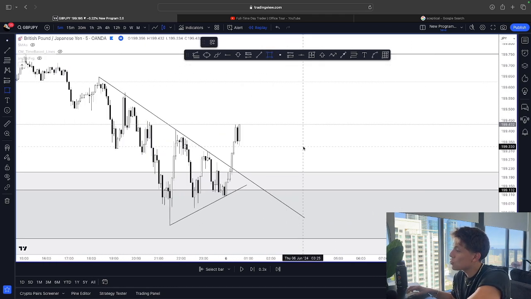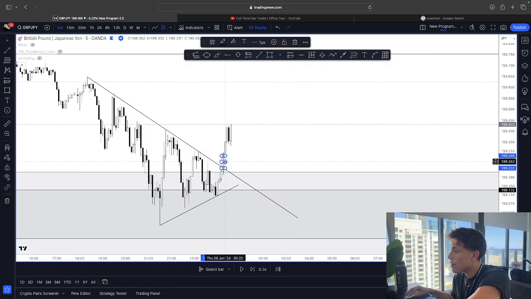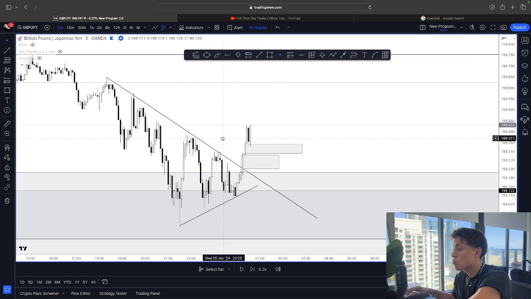Look, now we just wait for an entry, and then we have 2 fair value gaps. We have a fair value gap right here that price can reject off of, and we have a fair value gap right here that we can reject off of. All right, and in this instance, we have 2 fair value gaps, which is really nice.